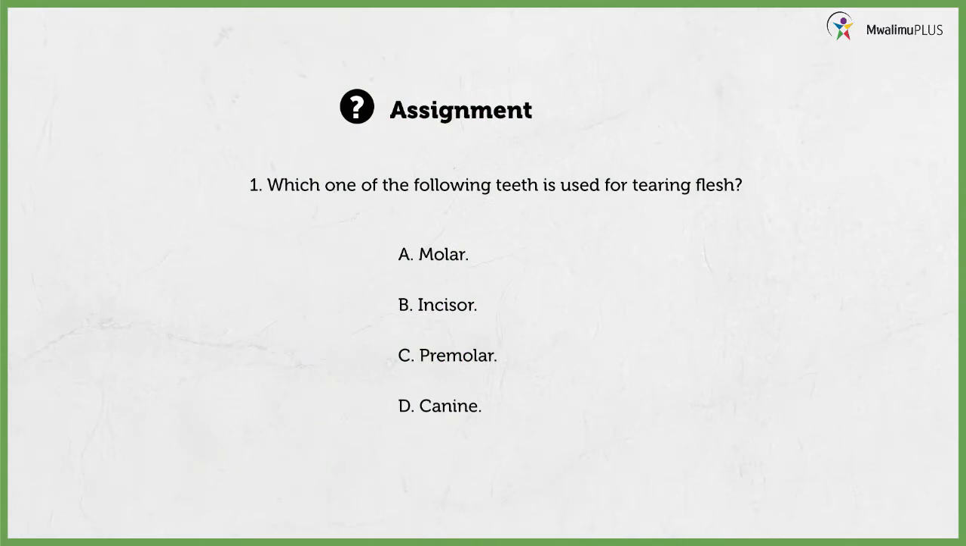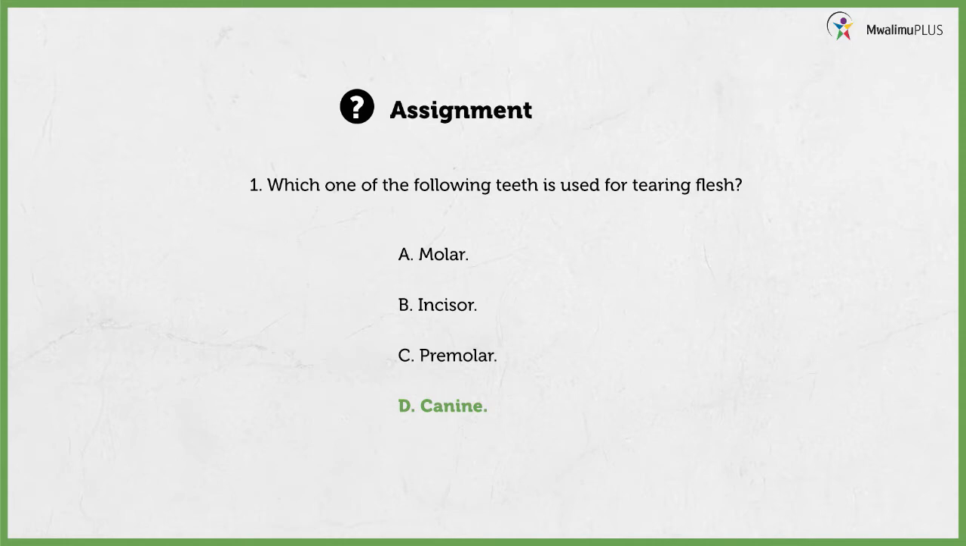Let us read that question together. It reads like this. Which one of the following teeth is used for tearing flesh? A. Molar. B. Incisor. C. Premolar. D. Canine. Which choice did you write? Correct. The correct answer is choice D, that is canine.